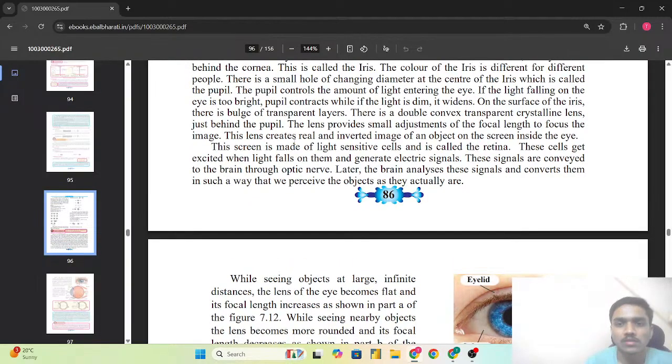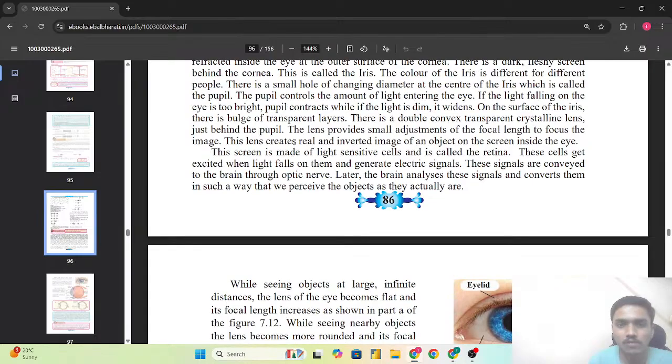So there is a double convex transparent crystalline lens just behind the pupil. The lens provides small adjustments of the focal length to focus the image. As there is a double convex transparent crystalline lens present in the human eye, there is an adjustment of the image formation as per the requirements of the light entering the eye. This lens creates a real and inverted image of an object on the screen inside the eye.